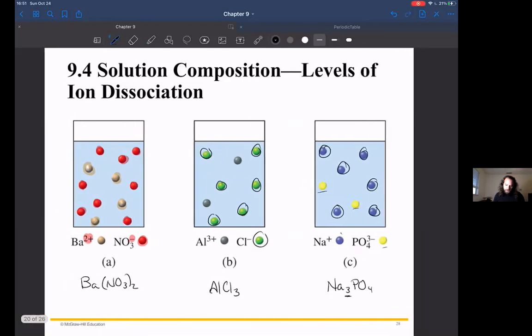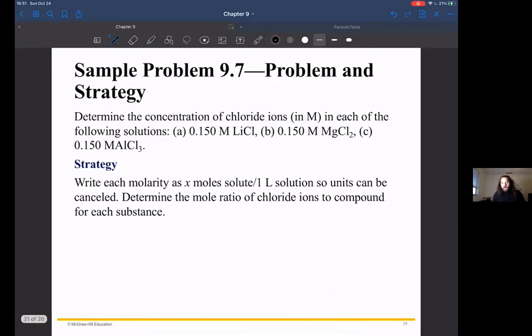Okay. So quantitatively, if we're going to calculate the concentration of each ion in these solutions, we can do that. We're going to have to keep in mind those subscripts, okay? So what we would call the mole ratio. So let's just do the first example here. We have lithium chloride.